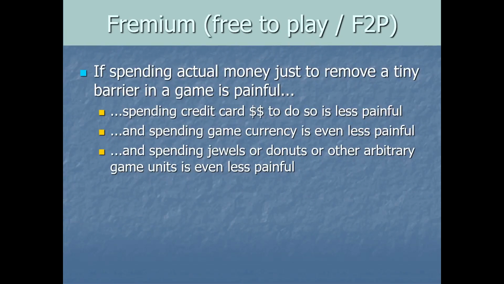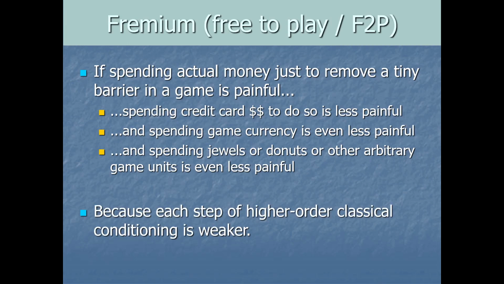So think of this in terms of higher order respondent conditioning. If spending actual money just to remove a tiny barrier in the game is going to be painful, then spending credit card money to do so is a little less painful. And spending game currency is even less painful. And spending jewels or donuts that get you the game currency or other arbitrary game units is even less painful.